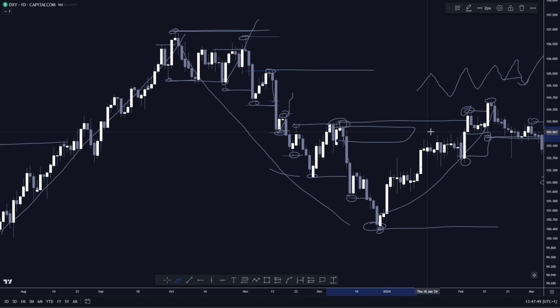If I have a daily POI, I'll drop to the H4, see how the H4 reacts, and then see how the 15-minute reacts, etc.